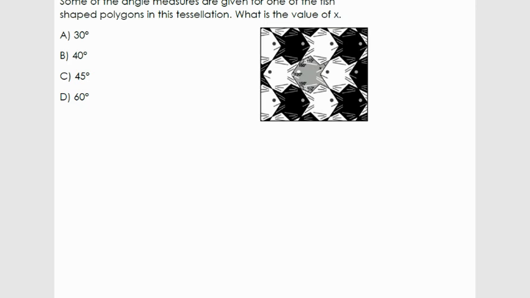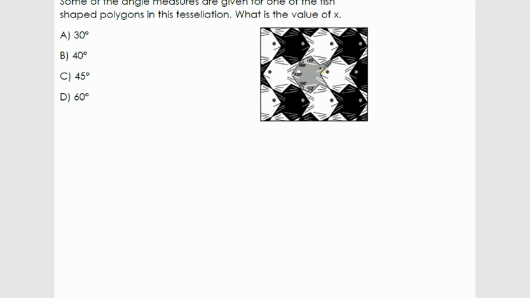Now, the thing of it is these shapes are the exact same size and their angles are the same measure in each of the different fish. So it's not that all of its angles are the same, but they're the same in each of the fish. So here it says some of the angle measures are given for one fish. What is the value of x? So take a look here. I know this figure is kind of small.